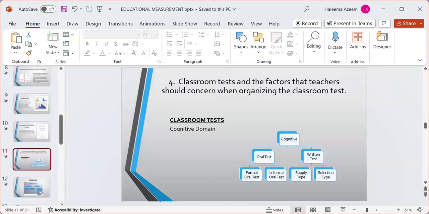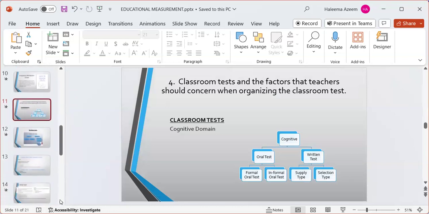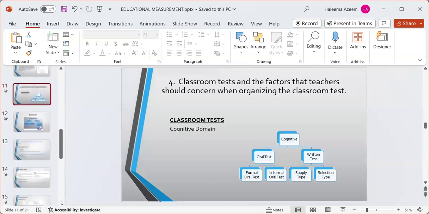Right, the fourth question is classroom test and the factors that teachers should concern when organizing the classroom test. So here I would like to discuss the factors that teachers should concern when organizing each of these classroom tests. Through this slide, you can see the classification of test items in cognitive domain. So first we will discuss oral test.